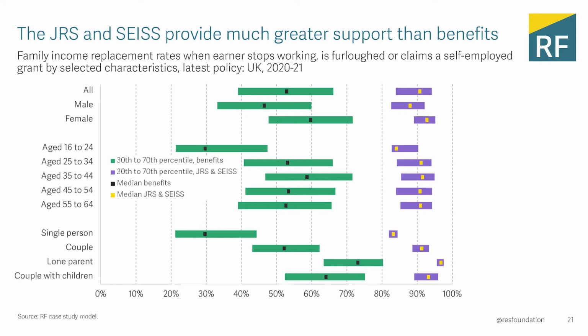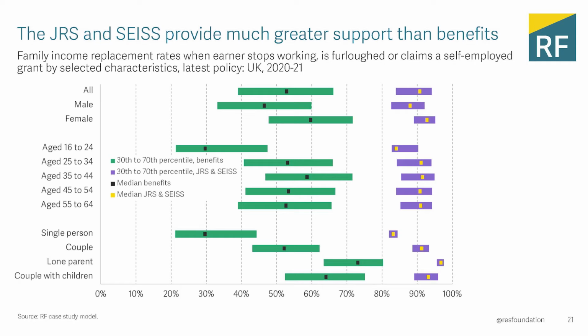So across the entire population of employees and self-employed workers, if they fell out of work or lost their self-employment business and had to claim welfare benefits, then their family income would be just over 50% of what it was when they were in work. Remember, we are looking at the family income, so it's including that of any partner as well.